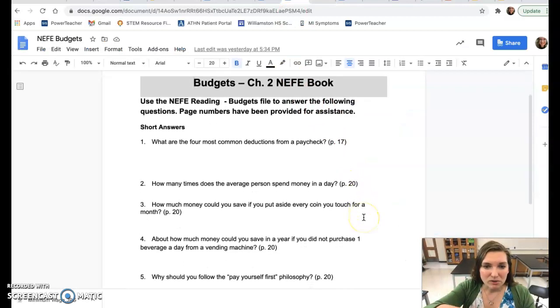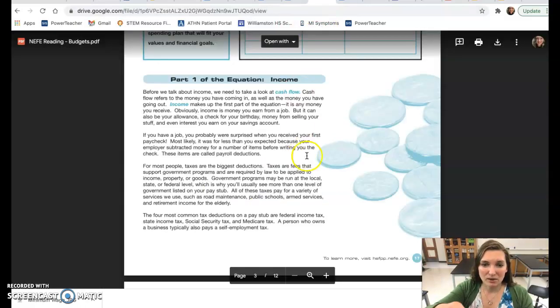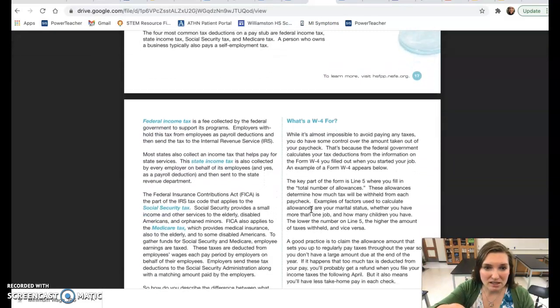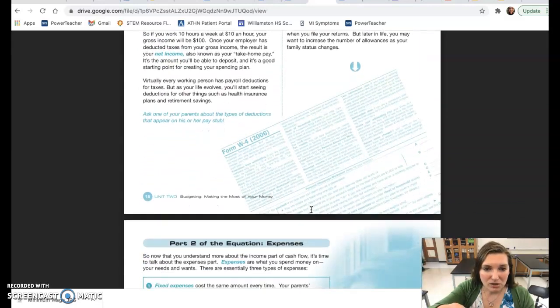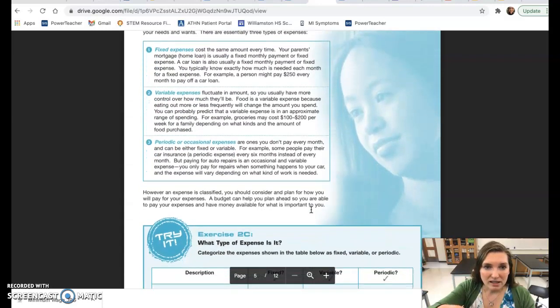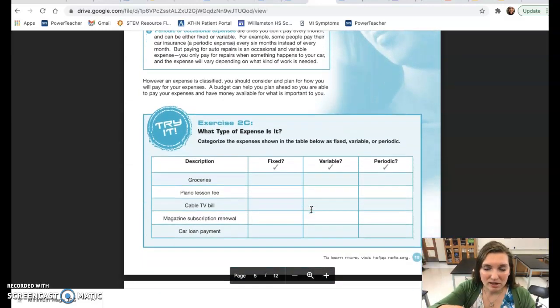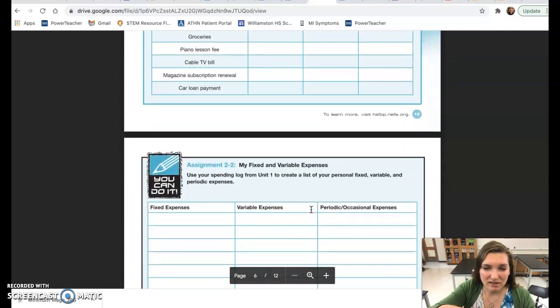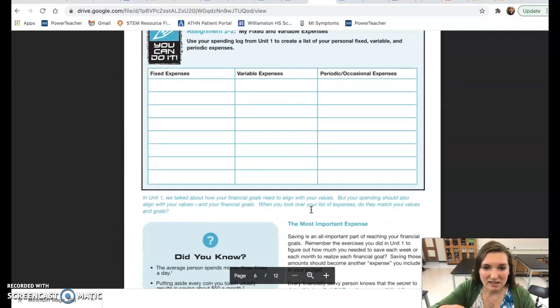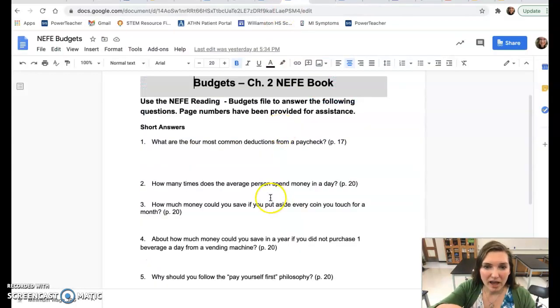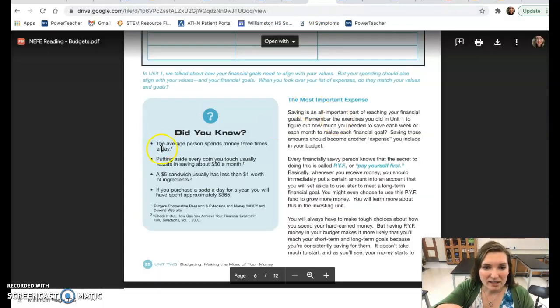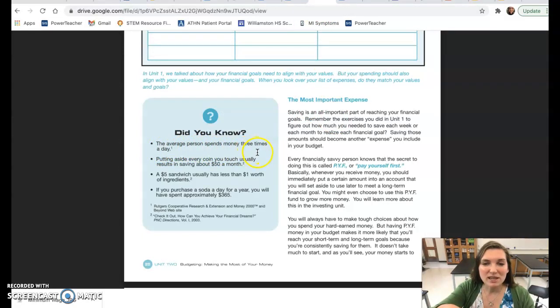Let's look ahead to question number 2. How many times does the average person spend money in a day? Page 20. Okay, so on 17, I see stuff about federal income, state income, W-4s, Medicare, Social Security. I see fixed, variable, and periodic expenses. Okay, I see we're on page 20 now. So, what's the question again? How many times does the average person spend money in a day? Okay, I see this. The average person spends money 3 times a day.